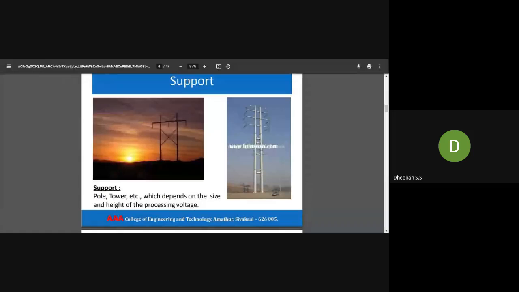So, coming to the support, it might be of two types. One is support of a pole or a tower. Poles are on the distribution side. You can see the poles at the distribution side, near your homes, in the domestic regions. Towers are very big structures used for the transmission part. In your transmission part, you can see these towers. So that's the main difference between the pole and the towers.